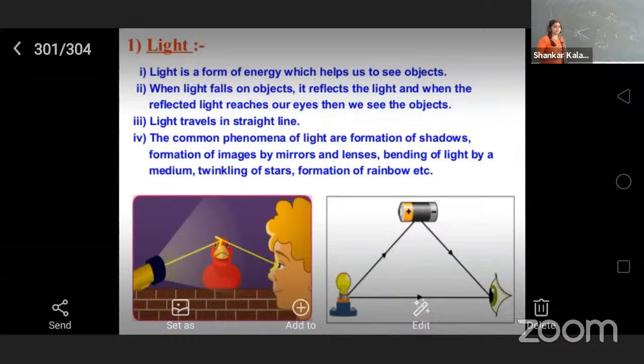So these are some objects we use to see the images. The mirror forms the images. You know that in the night time, how can we see, students? At night by the moon, right? So how by the moon? The moon reflects the light of the sun. Then that light falls on the earth.